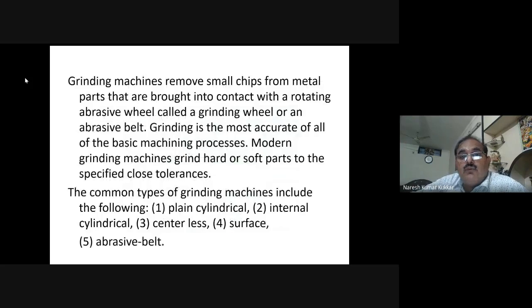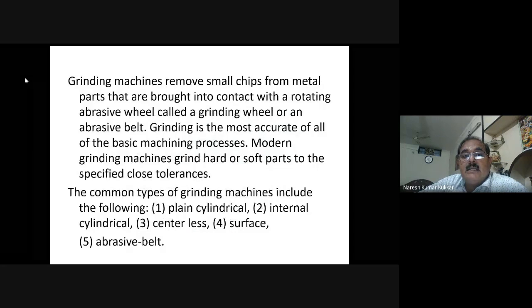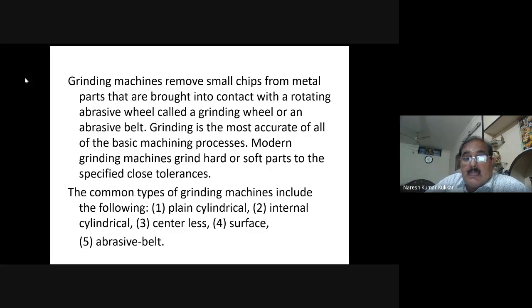Grinding machines remove small chips from the metal parts that are brought into contact with the rotating abrasive wheel called a grinding wheel or an abrasive belt. Sometimes a grinding wheel is used, sometimes an abrasive belt is used. Grinding is the most accurate of all the basic machining processes. Modern grinding machines grind hard or soft parts to the specified close tolerances.